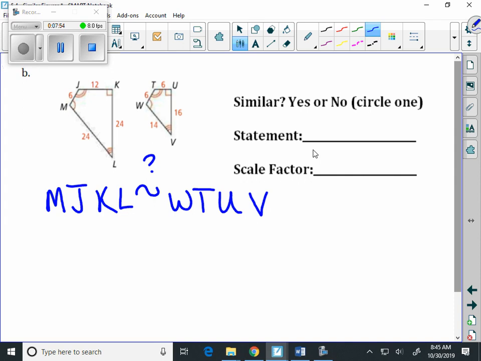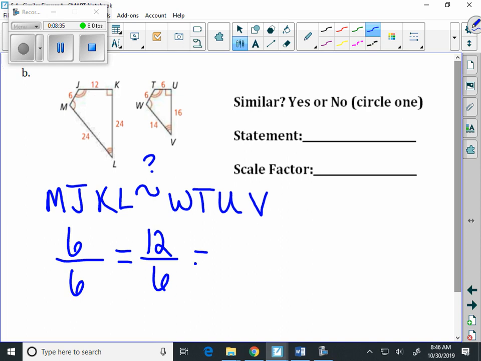And once we can get that written down here, what we know with regard to similar figures is that the angles are congruent, and we can look at the proportions of the sides. MJ has a side length of 6, and WT has a side length of 6. JK has a side length of 12, and TU has a side length of 6. And actually at this point, some of you might already know that we don't have similar figures.